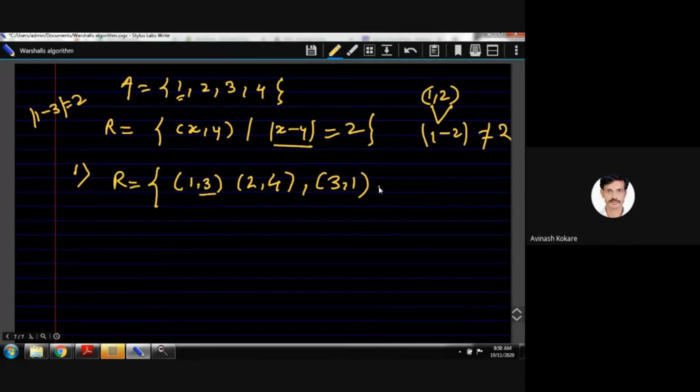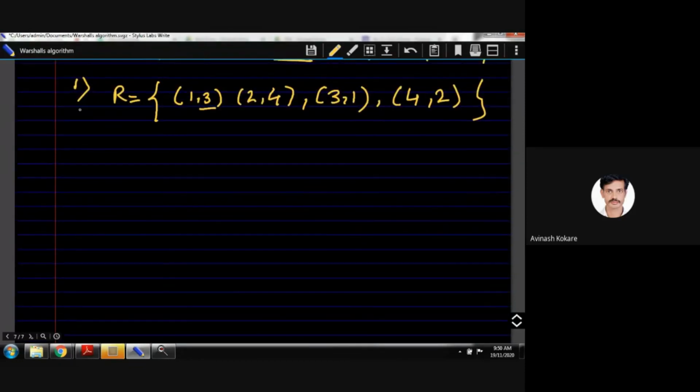Similarly, with 4, we can write 4 comma 2. Am I right? Are these the only pairs possible in this relation? 1 comma 3, difference is 2. 2 comma 4, difference is 2. 3 comma 1, difference is 2. 4 comma 2, difference is 2. So these are the pairs possible.